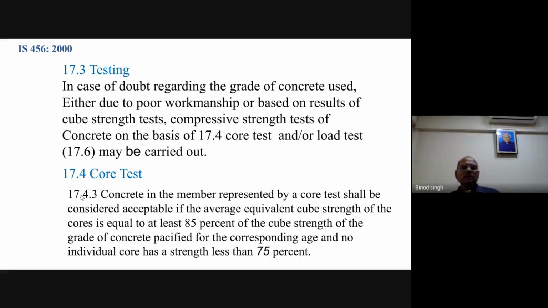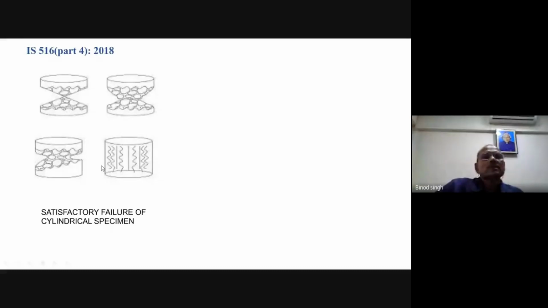So whatever the core you have extracted from the structure, based on the decision of the engineer in charge, that value you have to convert into equivalent cube strength, and that should not be less than 85%. That is the interpretation of this. And an individual core should also not have less than 75% result. Okay. So if you see, this is the codal provision, 516 Part 4, 2018.